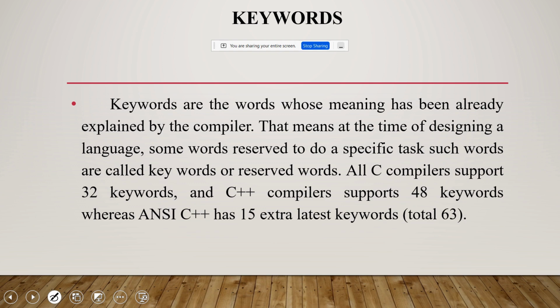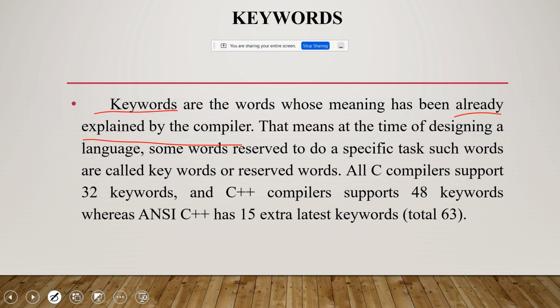Then the next one is keywords. What are keywords? The fixed names known by the compiler. Keywords are the words whose meaning has already been explained to the compiler. The compiler already knows those words, so such words are called keywords.